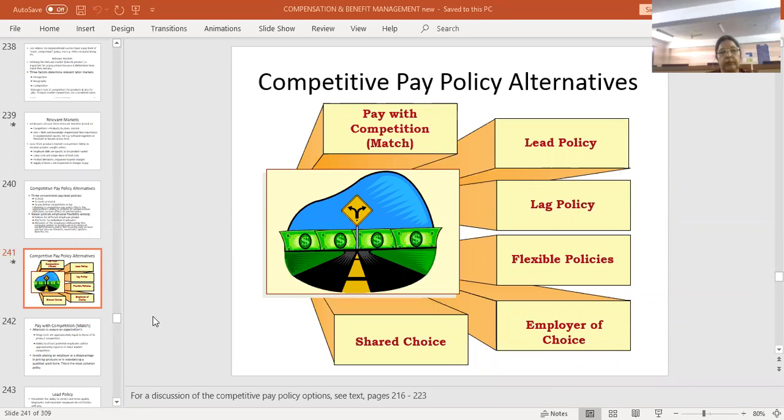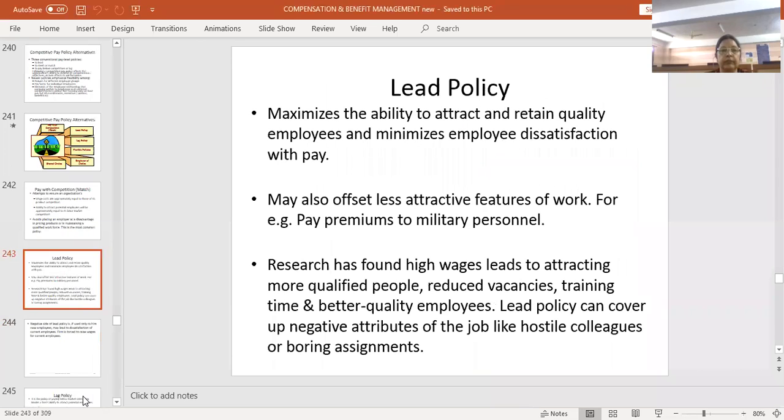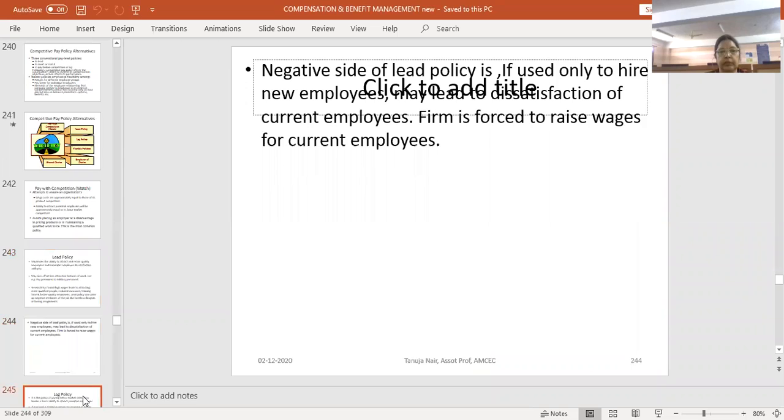More of cash benefits. So like that, the employees can choose what kind of benefits they want. It depends upon the employees. Like there is a limited choice. They can choose only a few. So the employees have a choice in choosing which benefits they want in shared choice.